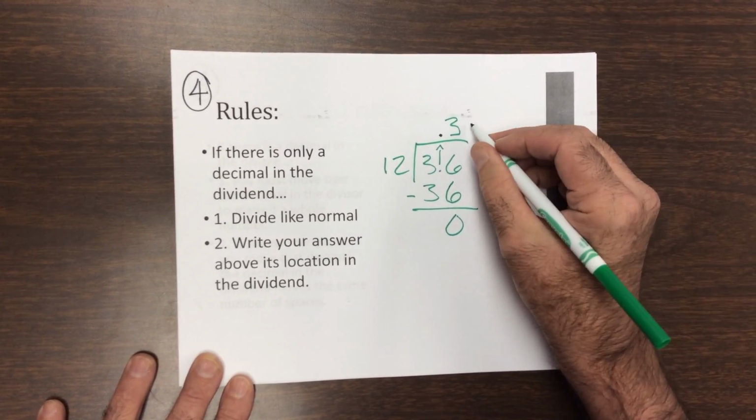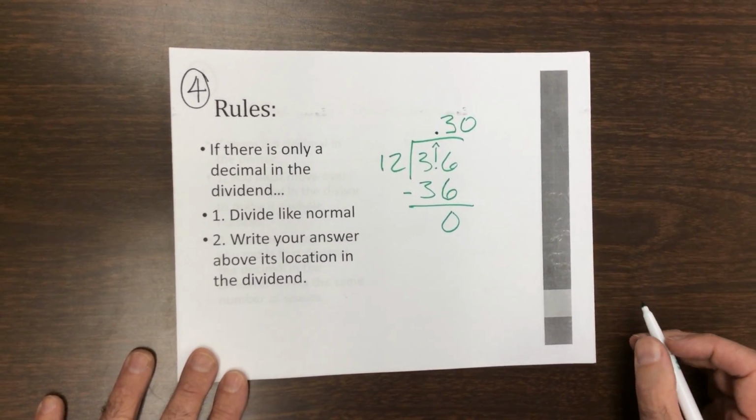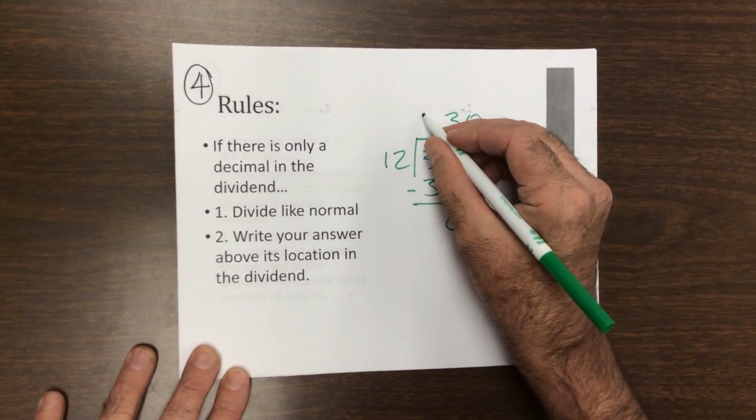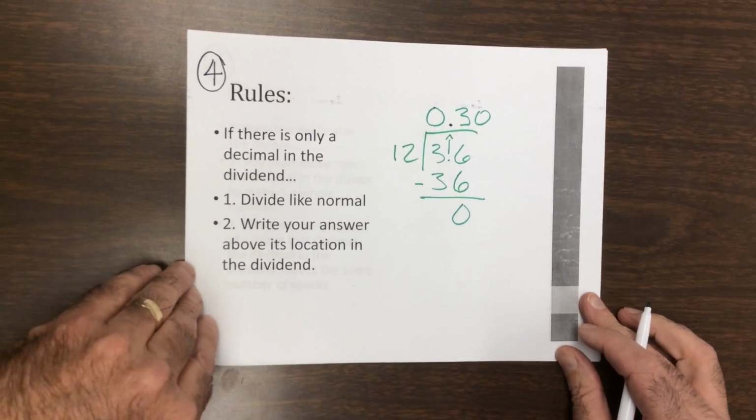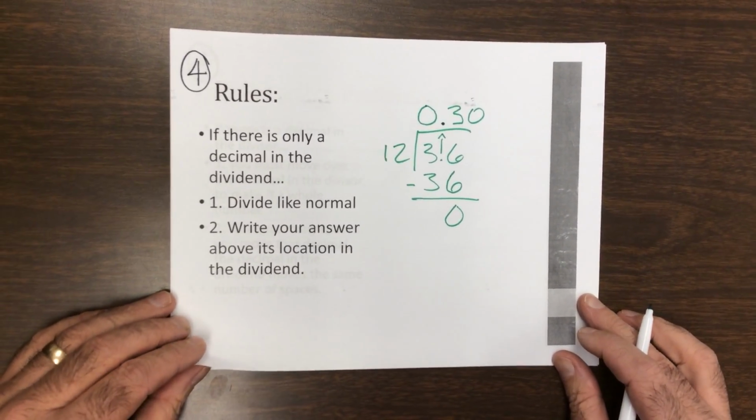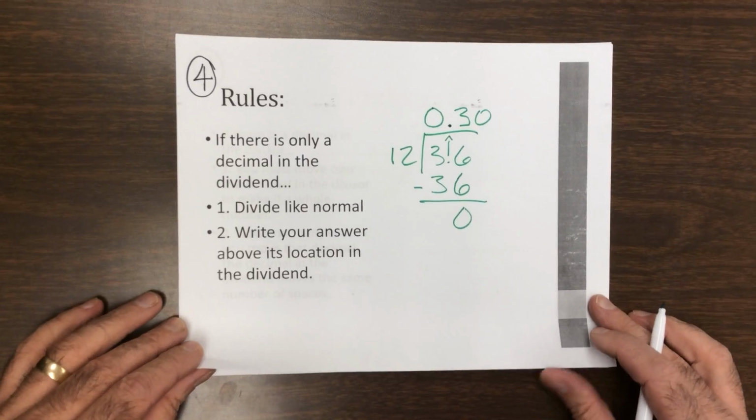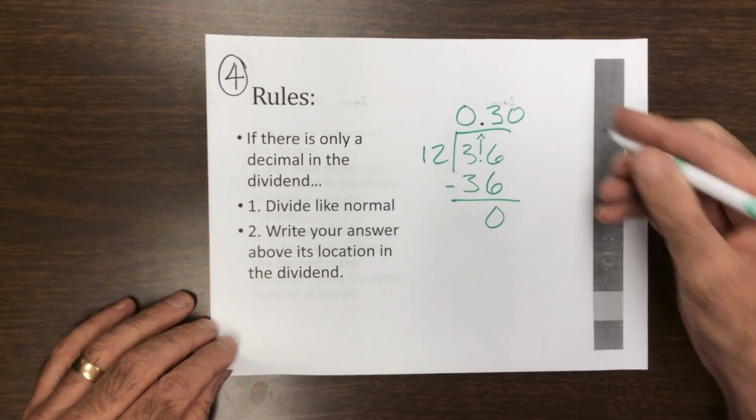And remember, with decimals, if we were more comfortable, you could put a 0 either way. It wouldn't be wrong without it. You could even have a 0 in the front here, and it wouldn't change the value. So when there's only a decimal in the dividend, we're going to divide like normal. And then you're going to need to write your answer above the location in the dividend, and that's right here.